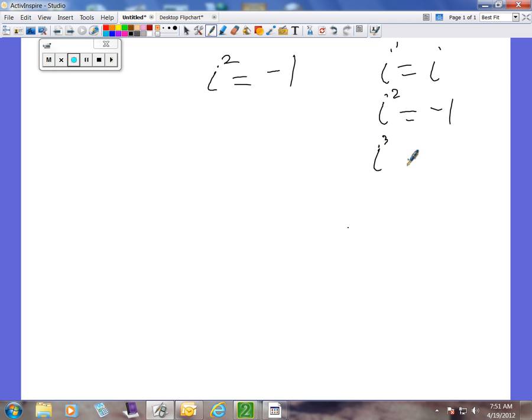So what do you think i cubed is going to equal? No, use your definition. Isn't this the same as i squared times i? Isn't i to the third the same as i squared times i? What does i squared equal? So -1 times i is -i. I'm just basing everything on this definition here. And then you just simplify.